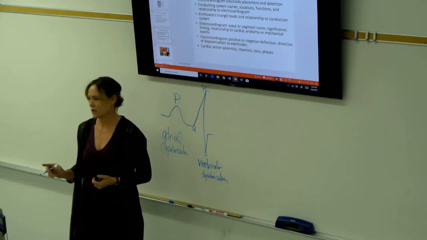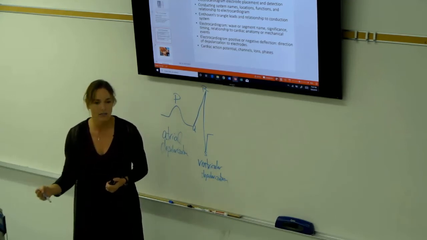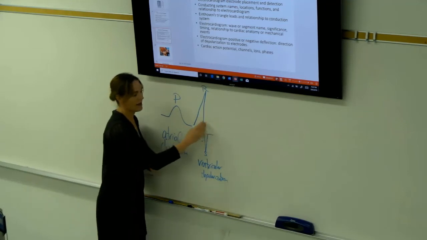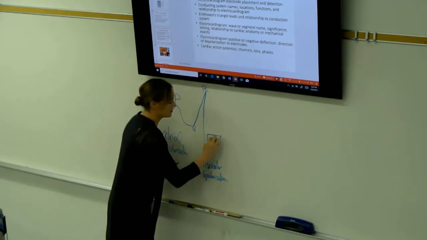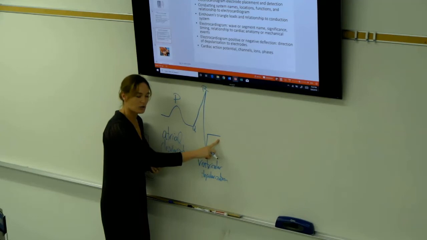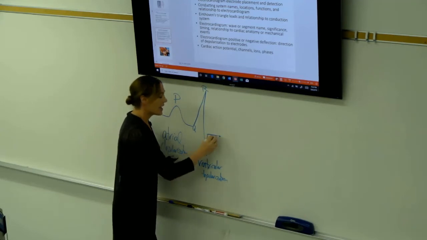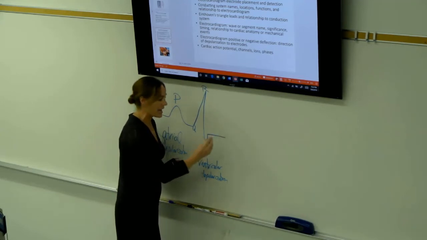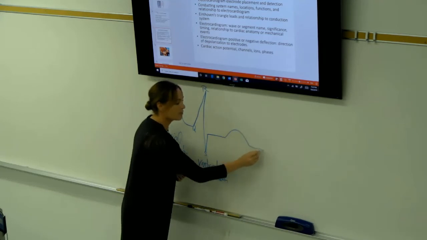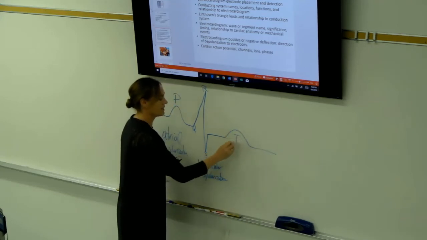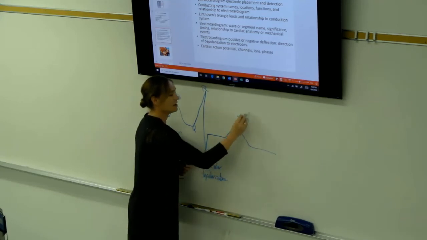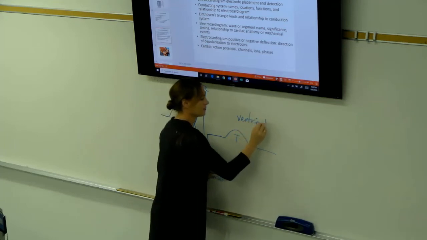So that represents ventricular depolarization. Depolarization is not contraction. Depolarization is the signal to cause contraction. So the contraction event happens after depolarization. In fact, it happens during the flat line here. Then when the ventricle is relaxing and repolarizing, we would have this T wave. This represents ventricular repolarization.